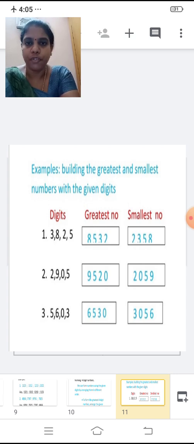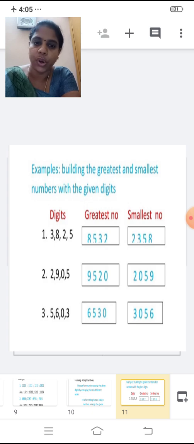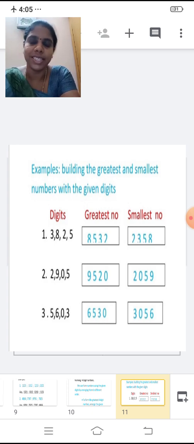Third example, 5, 6, 0, 3. Now tell me the greatest number. Which is the biggest digit first? 6, right? So 6, then 5, then 3, then 0. Now tell me the smallest number that can be formed with the given digits. Again, you should not place 0 in front, right? So I'm placing first 3, then 0, then 5, then 6. So the smallest number is 3, 0, 5, 6.